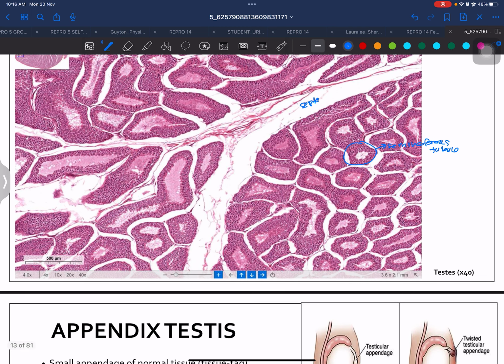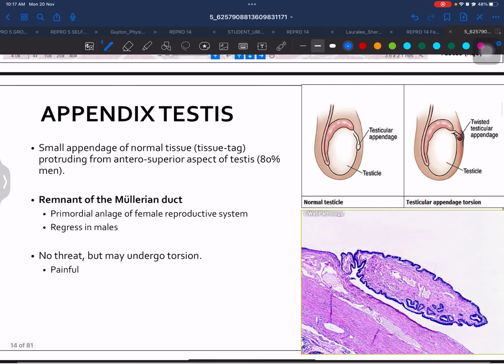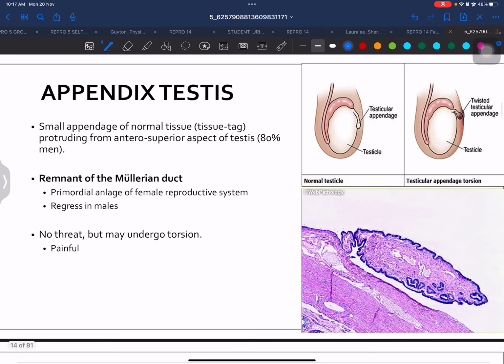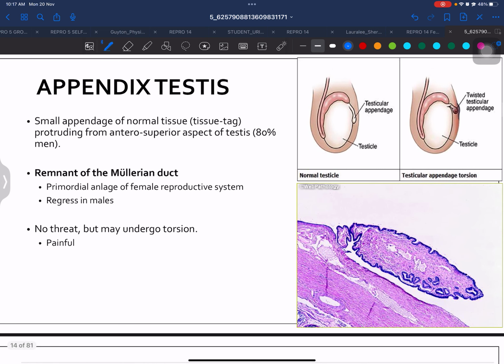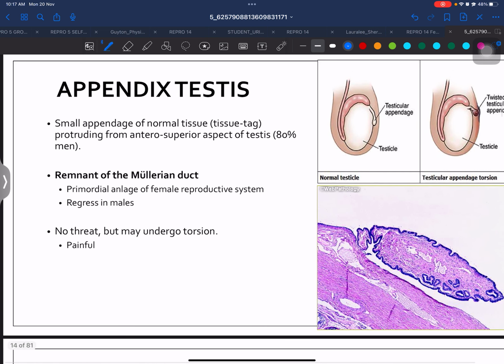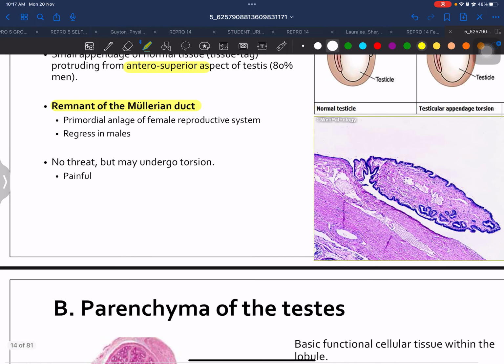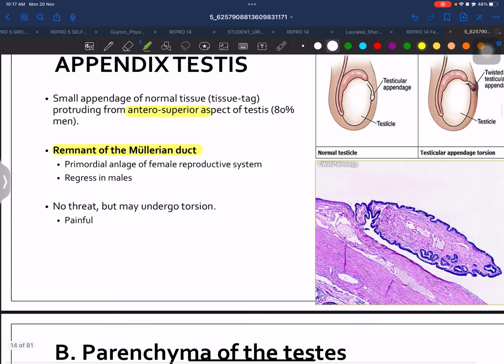So we look at the appendix testis. These are some clinical importance. In some males, they have this appendix testis. So these are the testicular appendages, the testicular appendix, which are the remnant of the Mullerian duct. Later we will look at what the Mullerian duct is.